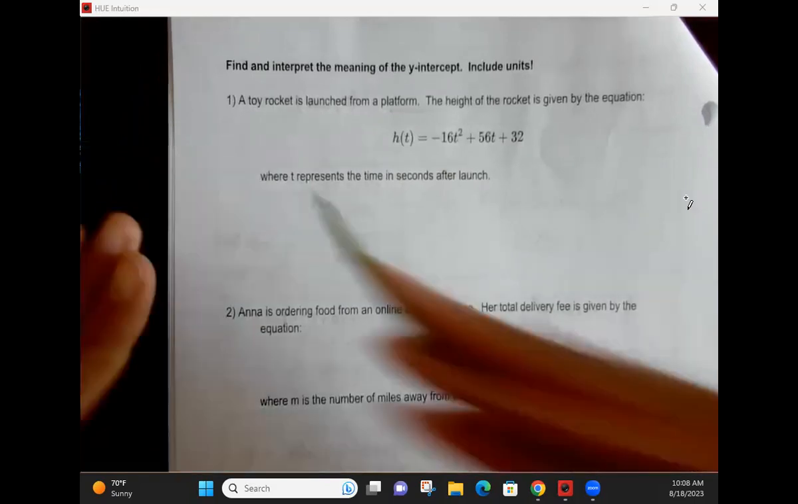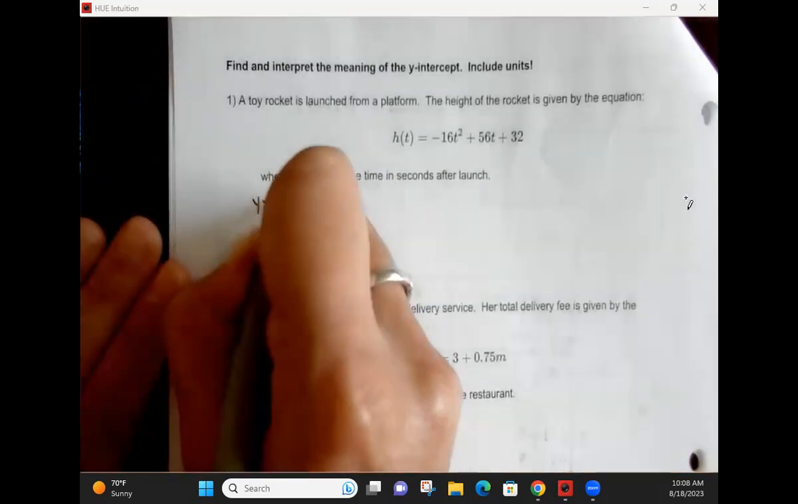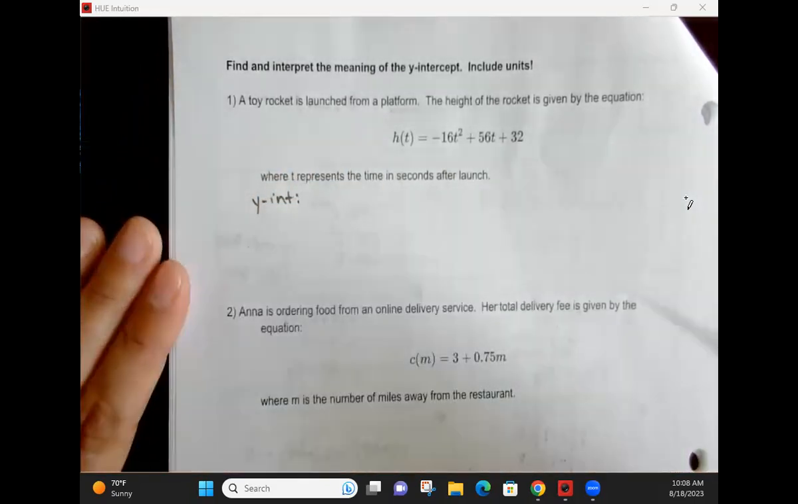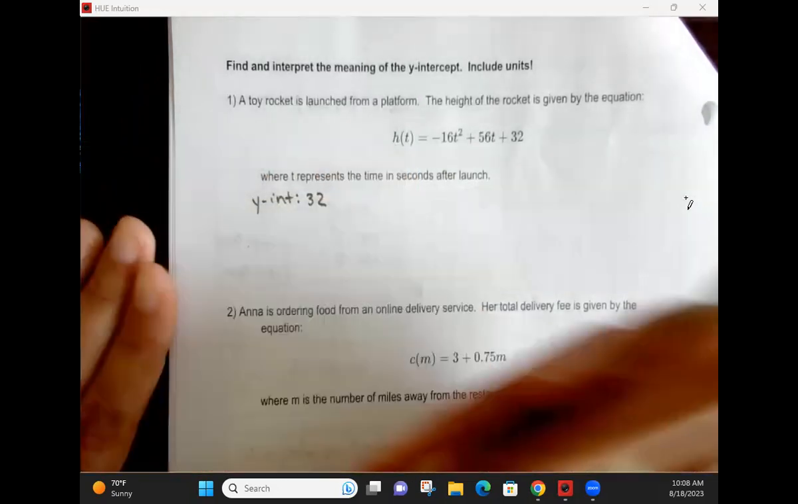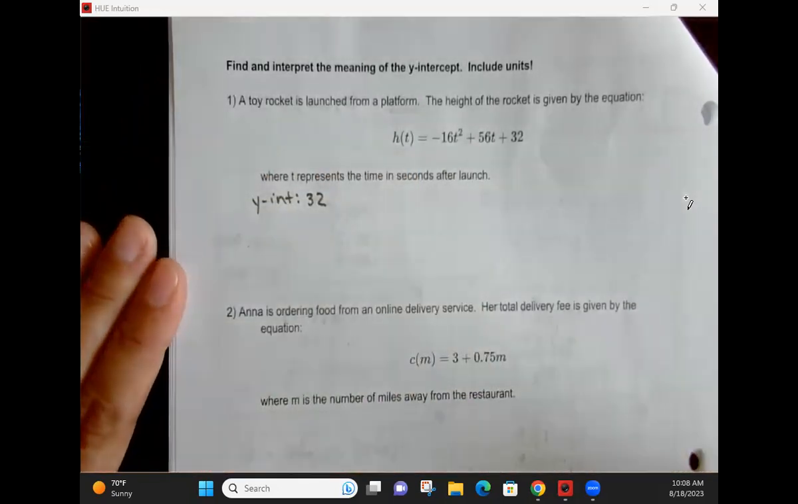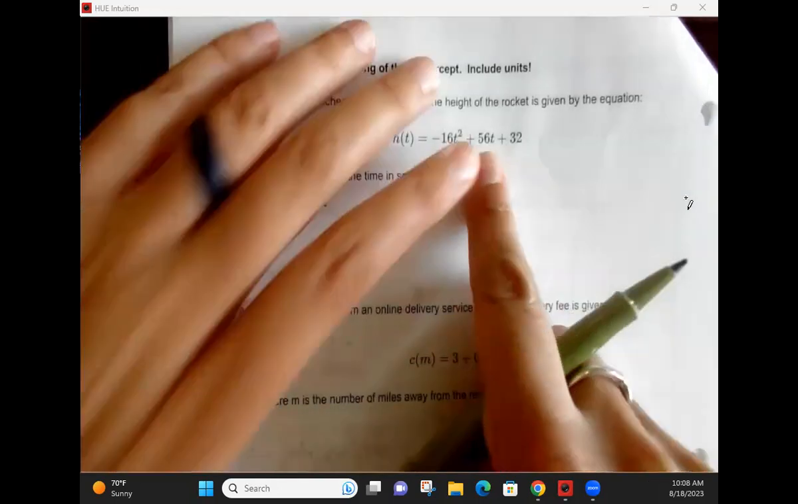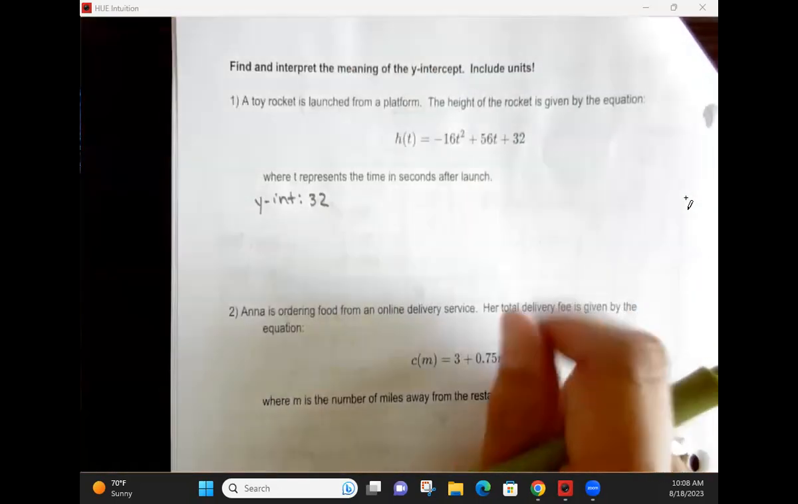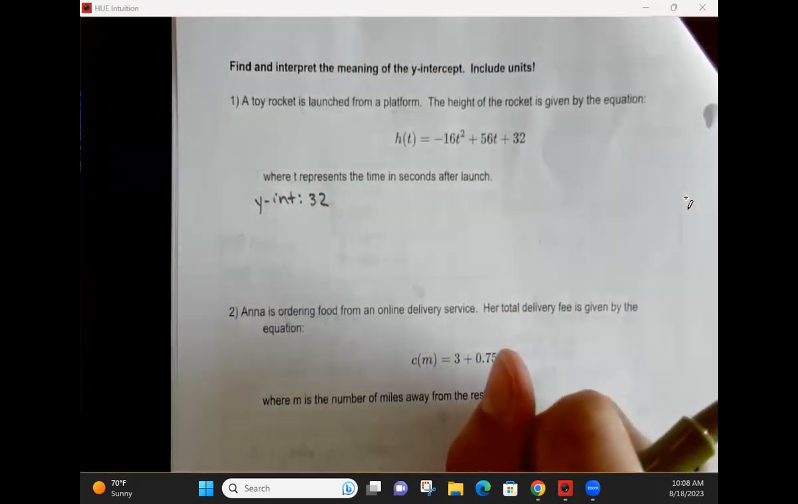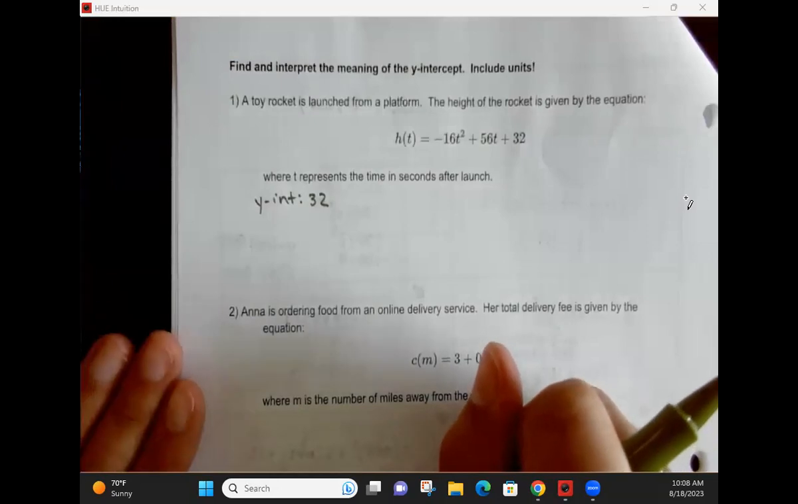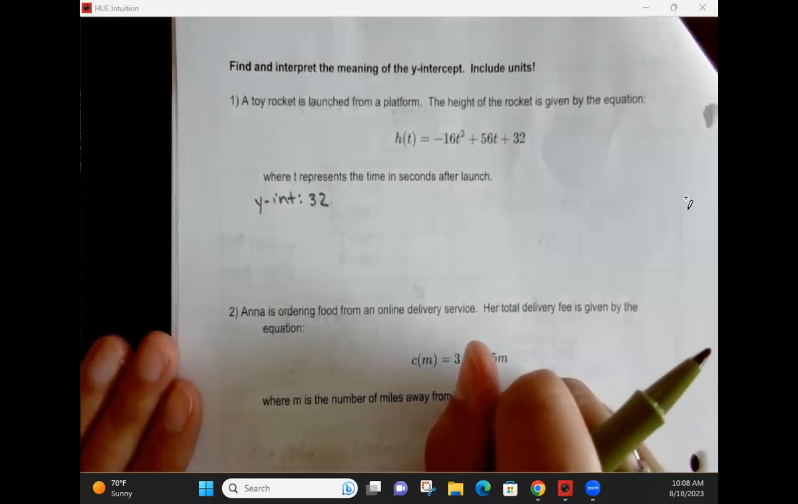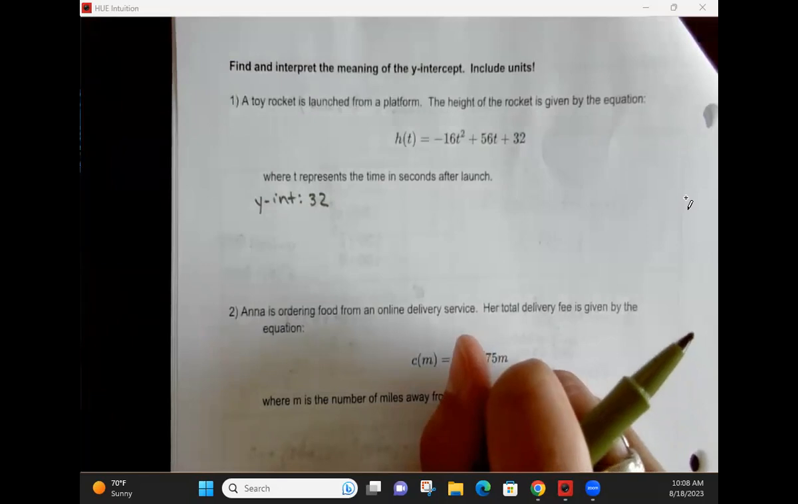This is an easy one to find the y-intercept on. What's our y-intercept here? 32, right? This is a standard form polynomial. Those are nice for y-intercepts because when x is 0, it's just 32. So h of 0 is just 32 here. So the y-intercept's 32. This one has a context, though. So I want to know, what does that 32 mean? What's it telling me?